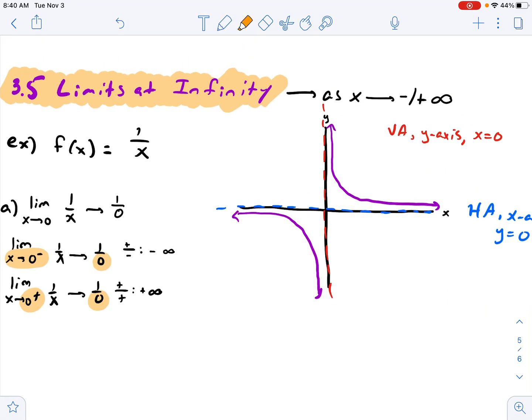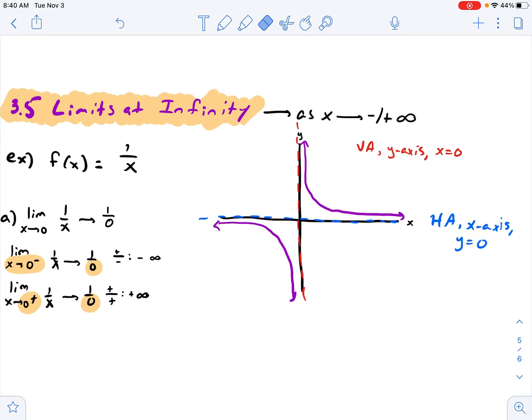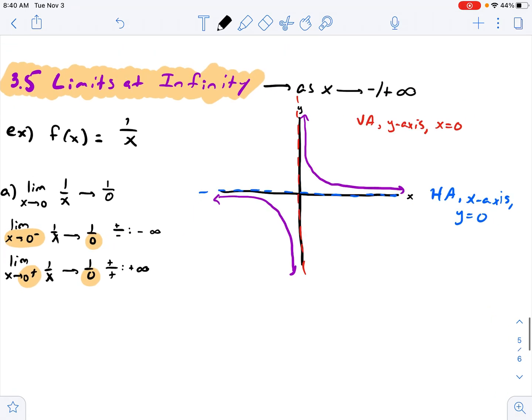So again, we can verify that with the graph. Yes, as we come into 0 from the right, we do shoot way up to positive infinity. From the left, we go down to negative infinity. So again, the algebra and the geometry come together here, and we see all this. So that's a little bit of review of vertical asymptotes, part A.